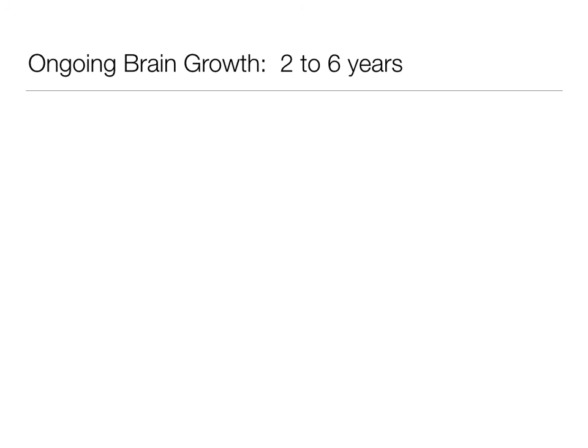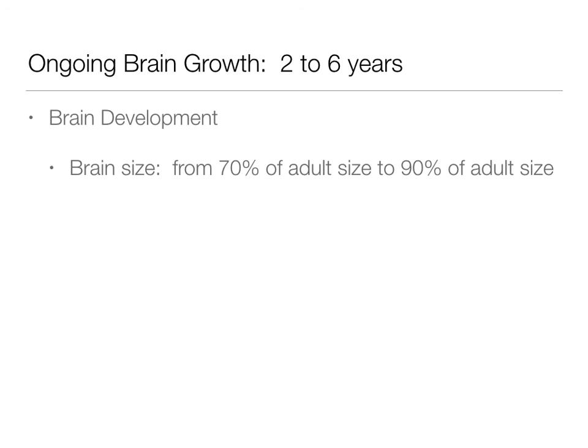The brain is not all doing this before 2. There's a lot of other stuff going on. So we see from 2 to 6, the brain size really goes from about 70% of the adult size at 2 to about 90% of the adult size at 6.